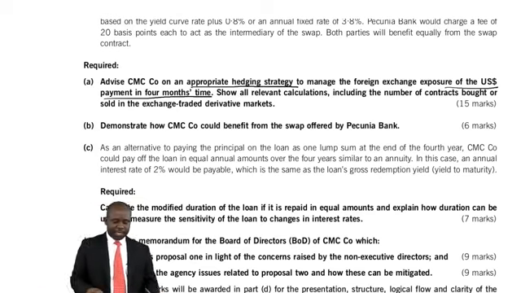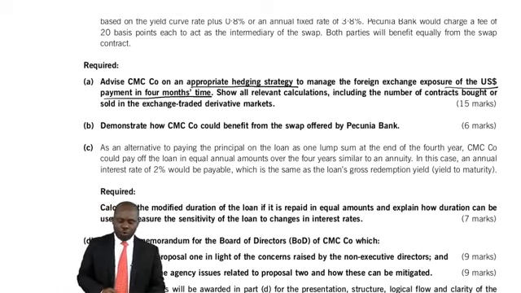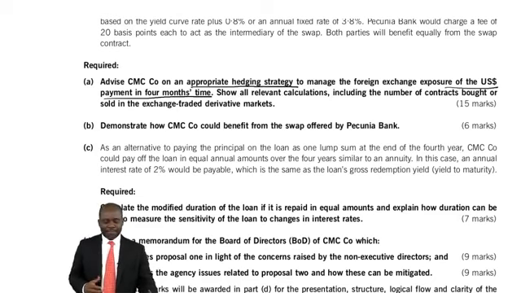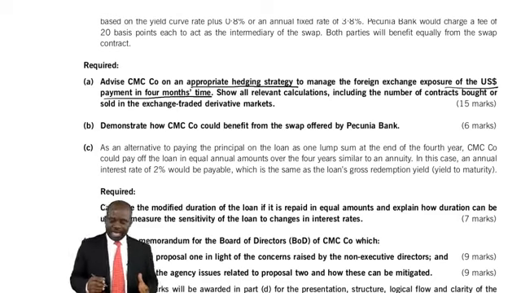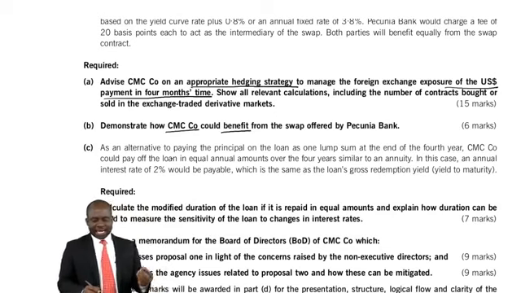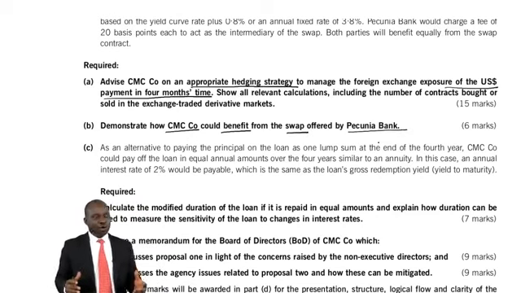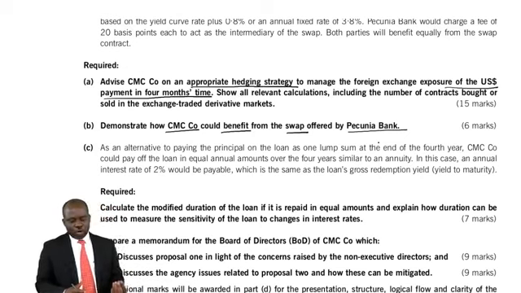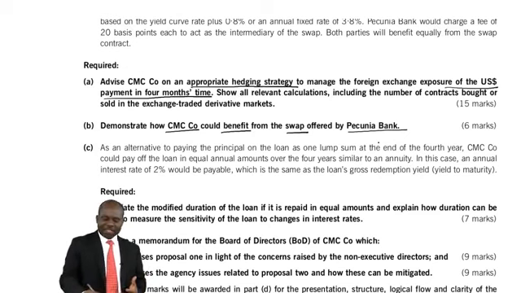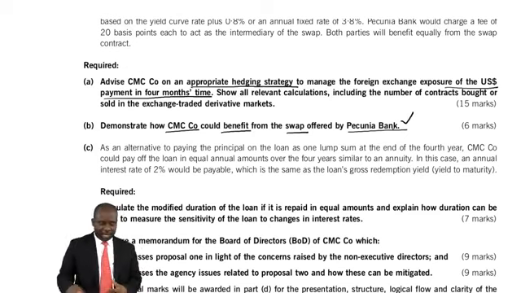So that is that. B is: demonstrate how CMC Co could benefit from the swap offered by Pecunia Bank. The analysis here is straightforward: what will be the benefit CMC Co can get from the swap offered by Pecunia Bank. So when I go to the question, I am going to look out for what swap arrangement has been offered by this bank, and that is 6 marks.